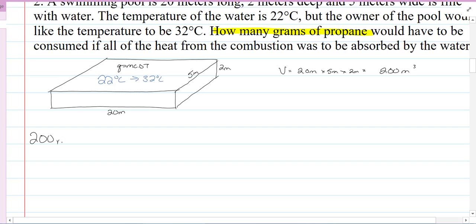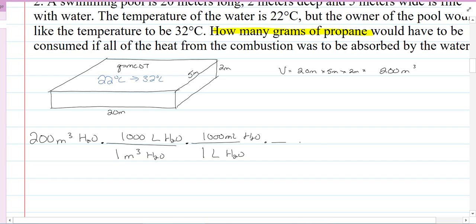If I have 200 meters cubed of H2O, I know that for every 1 meter cubed of H2O, there are 1,000 liters of H2O. And for every 1 liter of H2O, there is 1,000 milliliters of H2O. And we know the density of water: for every 1 milliliter of H2O liquid, it is 1.0 grams of H2O. So that gives me 2 times 10 to the 8th grams of water.